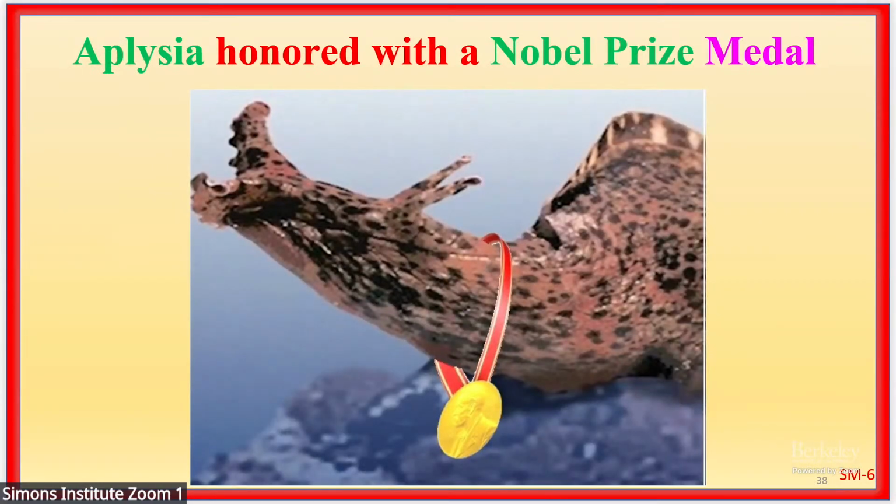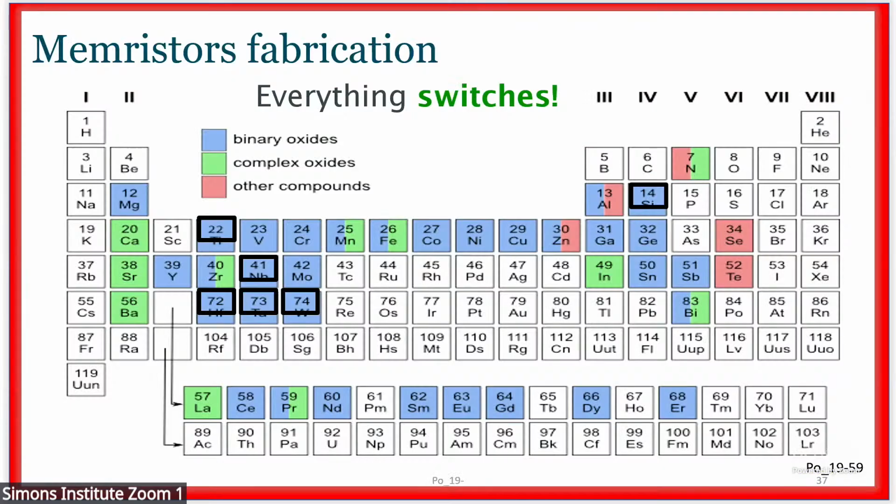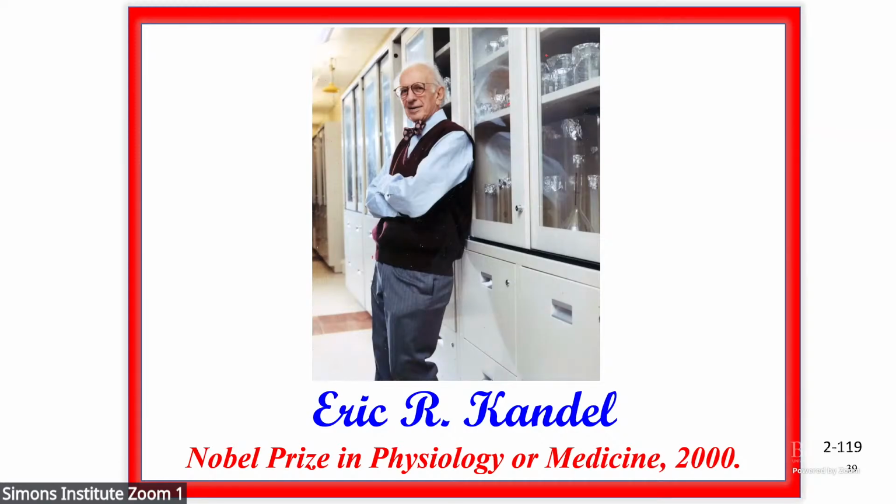Now I'm going to move on to, you see here a picture of a sea slug called Aplysia. And you will see that it's wearing a Nobel Prize medal. And that's because Eric Kandel, who got the Nobel Prize, when he went to accept the medal to give a talk, he flashed this picture and showed that his success depends on everything that he learned from Aplysia.